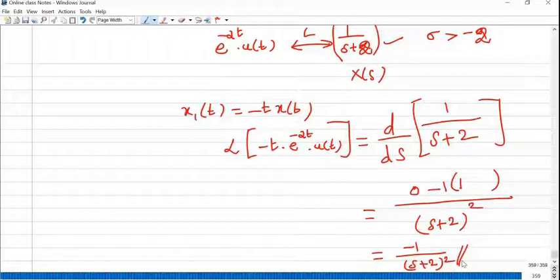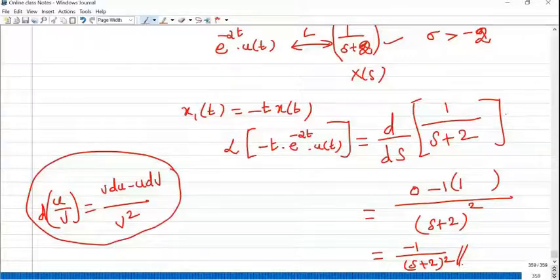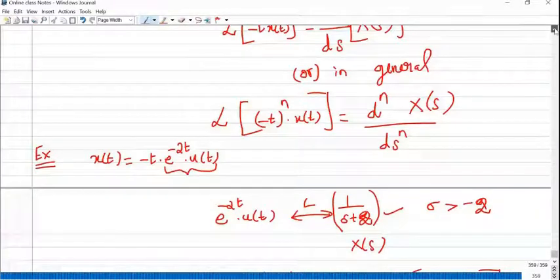I hope you remember this formula, u by v: v square, v du minus u dv. So using this formula, you can differentiate this particular term easily. The variable is s. If you do the differentiation, the derivative of the constants 2 and 1 is 0. So minus 1 divided by s plus 2 whole square is your result. A simple example for differentiation in S domain.